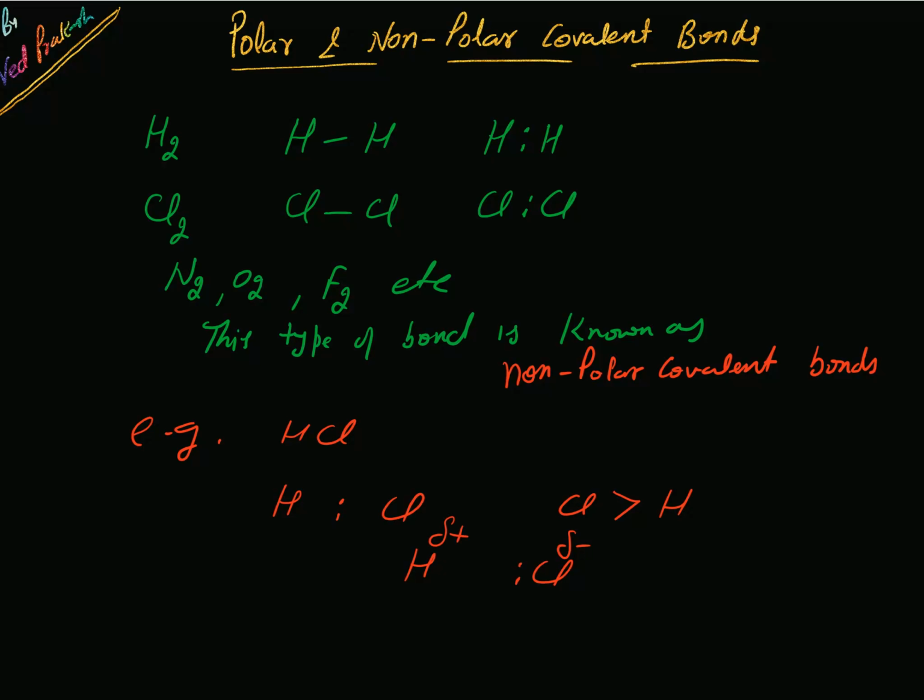So because of the development of such a charge between these two atoms, this bond is not a non-polar covalent bond, because there is some ionic character here. So we can say that the bond is now polar in nature, a polar covalent bond. So the bond formed between hydrogen and chlorine is a polar covalent bond because of the electronegativity difference between the two bonded atoms.